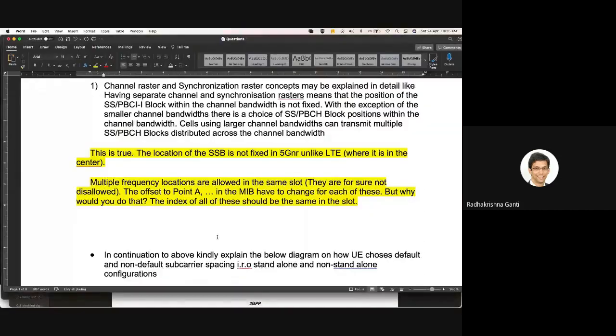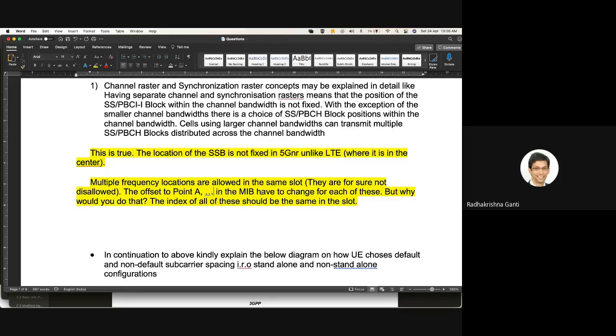Okay, so the other question is, cells using larger channel bandwidth can transmit multiple SS blocks distributed across the channel bandwidth. The specification does not prevent it. It does allow you to do that: in the same slot, you can transmit multiple SS blocks across the frequency. This is certainly allowed. The only thing is that the MIB encoded in this has to change, because the offset to point A and other parameters inside the SS block have to change.